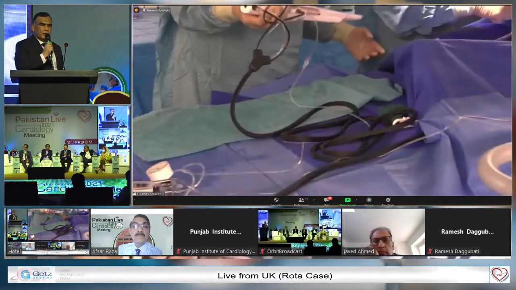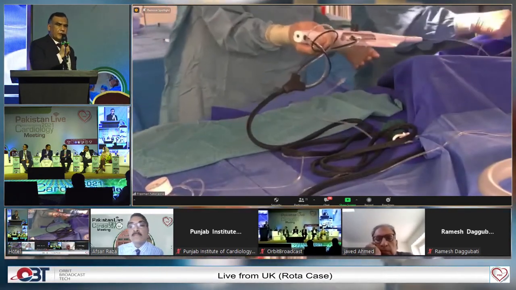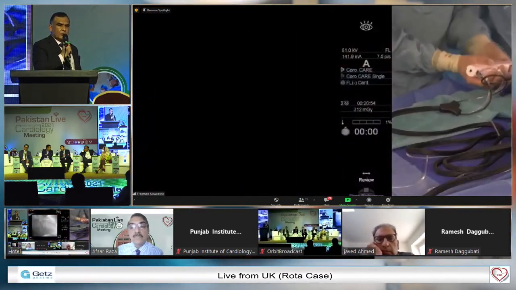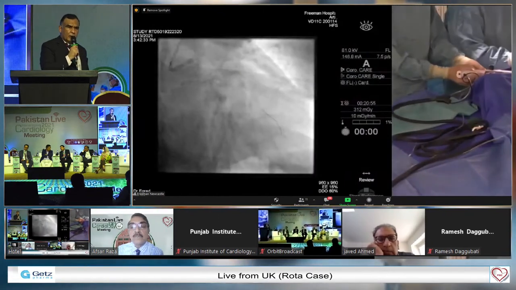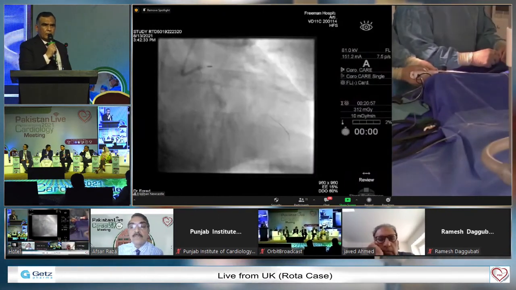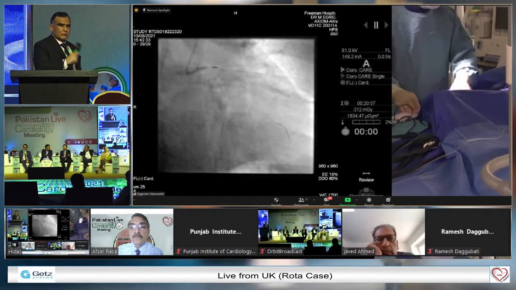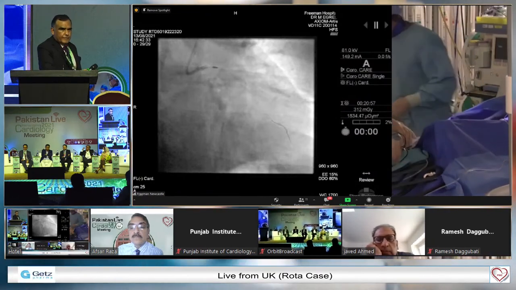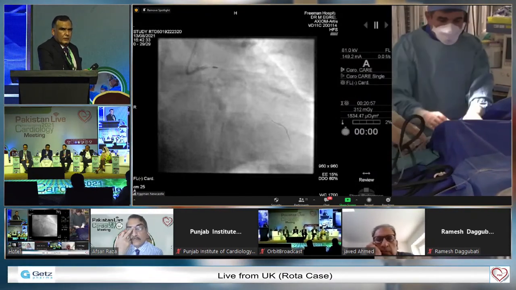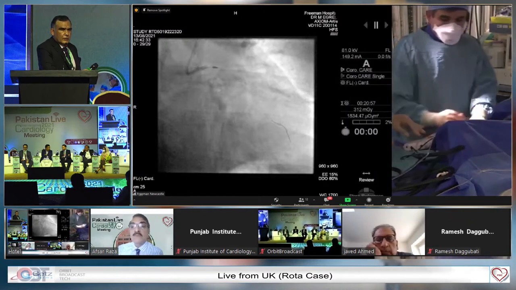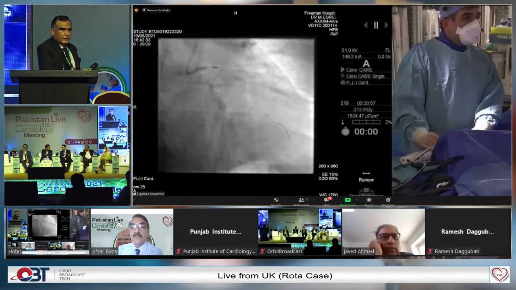Monad, the original teaching 8-10 years back when I started rotablating was that you should not DynaGlide forward. Yes, that's true. That used to be because there was worry about the catheters, or the burr affecting the inside of the catheter, but that doesn't happen at all.